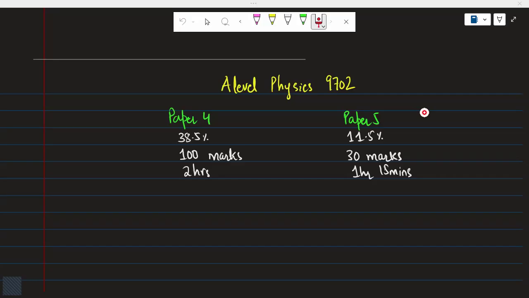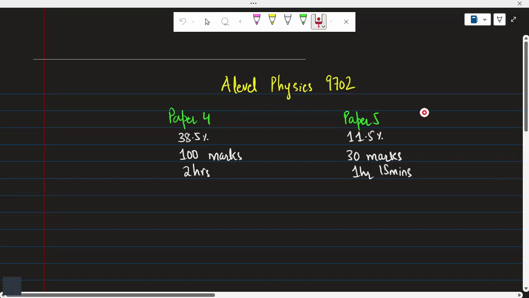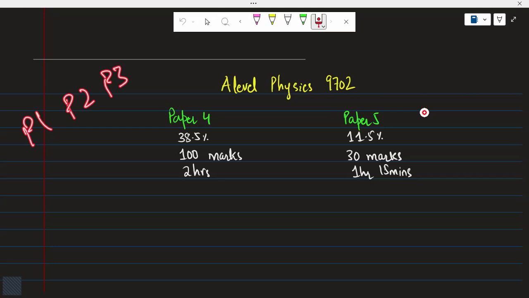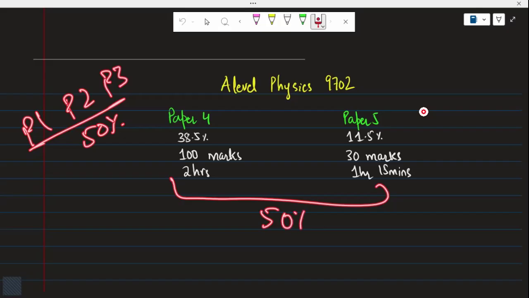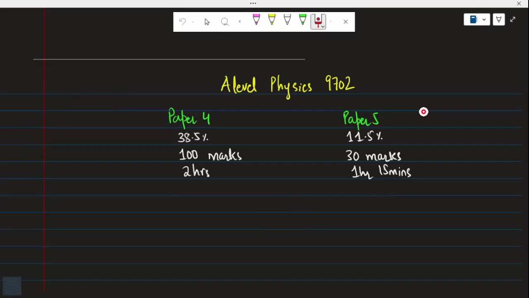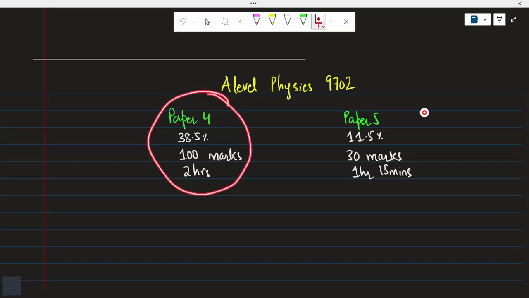As far as our paper for A-Level Physics 9702 is concerned, we have two papers, paper 4 and paper 5. Normally, what we see is that paper 1, paper 2, paper 3, which we gave in AS, have a 50% weightage, and paper 4 and paper 5 consist of the remaining 50% of your A-level grade. If you see, paper 4 has the greatest amount of weightage, which is 38.5%, which means by no means you can mess up this paper. You have to make sure you score well in this paper.